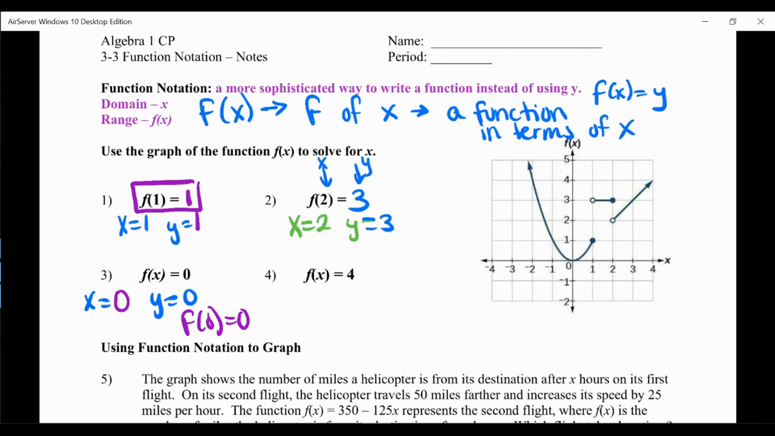Now for f of x equals 4, what does x equal when y equals 4? What value of x gives us a function value of 4? So find where y equals 4. All of these points on this horizontal line have a y value of 4. And find where the graph exists. The graph exists right here at this point, which is (-2, 4). So when x equals -2, y equals 4. In function notation, f of -2 equals 4.